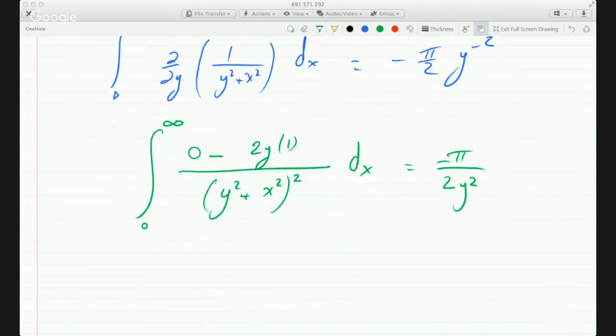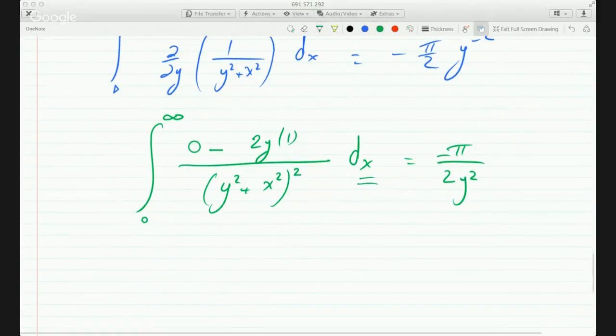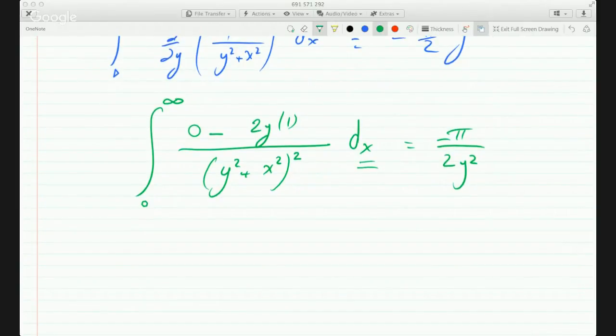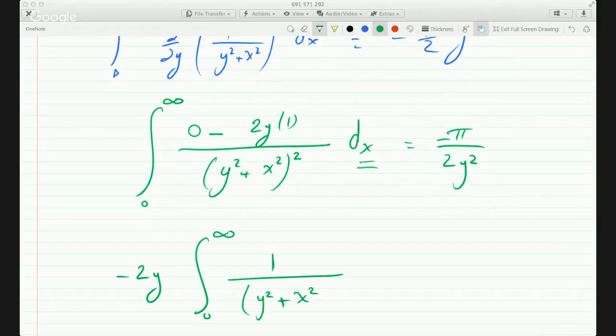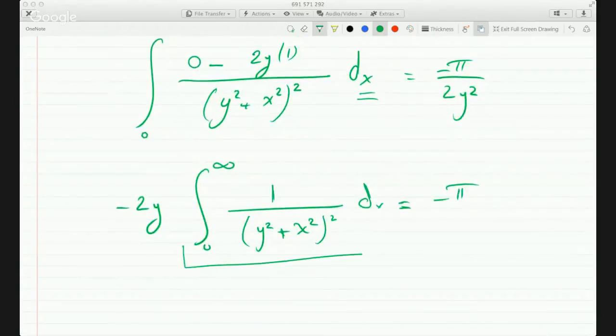Okay, now as far as the integral goes, y is a constant because this integral is with respect to x, so I can pull it out. So I could pull minus 2y out, and then I have left the integral from 0 to infinity of 1 over y squared plus x squared dx equals minus pi, which is, by the way, what I'm trying to evaluate right here. So I can just divide both sides by negative 2y.